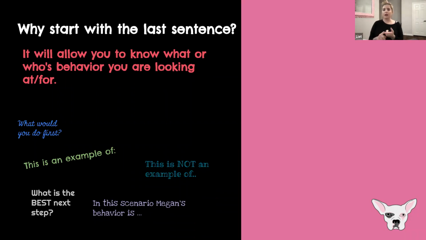So you might see things at the end of the scenario of a test question. And remember, this test is applied, right? Meaning you're going to see situations that these different concepts are applied to. So you're going to have to look at the question and say, what would you do first, right? This is an example of. This is not an example of. In this scenario, Megan's behavior or Casey's behavior, right? What is the best next step? Okay, what is the best?